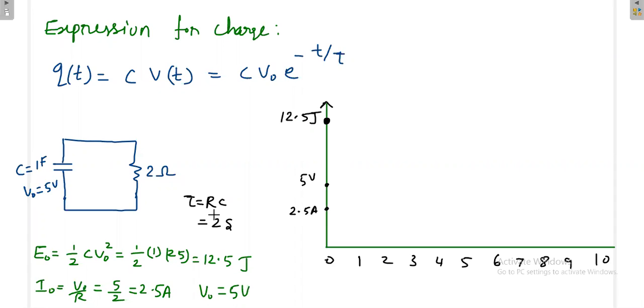Now I am going to decay these. First I concentrate on the voltage. The voltage will become 0 after 5 time constants. The 5 time constants means 5 into 2, 10 seconds. That means your voltage waveform will be like this. It goes like this. It will reach 0 when t is equal to 10 seconds. Similarly, what happens to your current? Your current will start here and that also will reach 0 exactly at t is equal to 10 seconds.